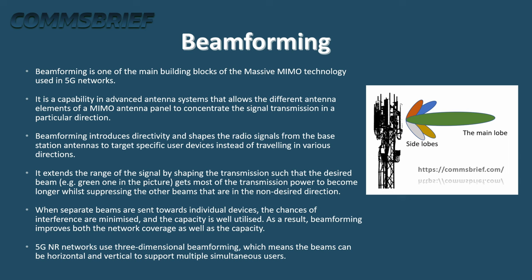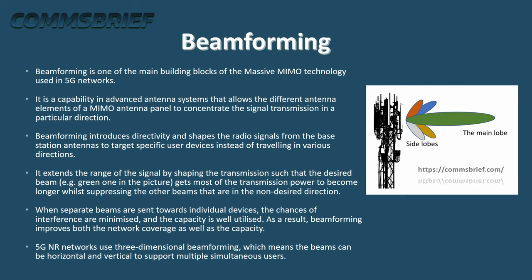Beamforming is one of the main building blocks of the massive MIMO technology used in 5G networks. It is a capability in advanced antenna systems that allows the different antenna elements of a MIMO antenna panel to concentrate the signal transmission in a particular direction. Beamforming introduces directivity and shapes the radio signals from the base station antennas to target specific user devices instead of traveling in various directions.